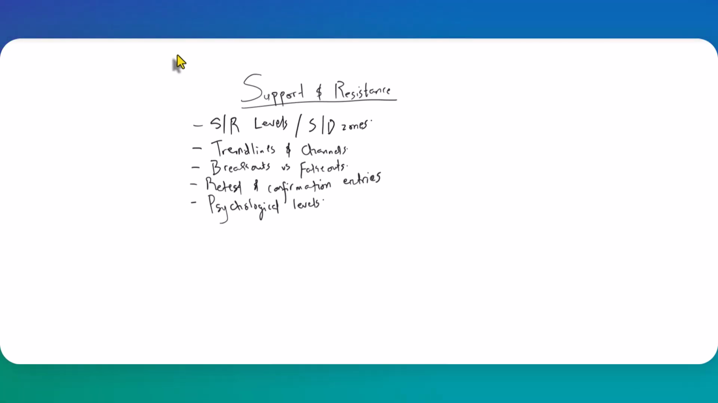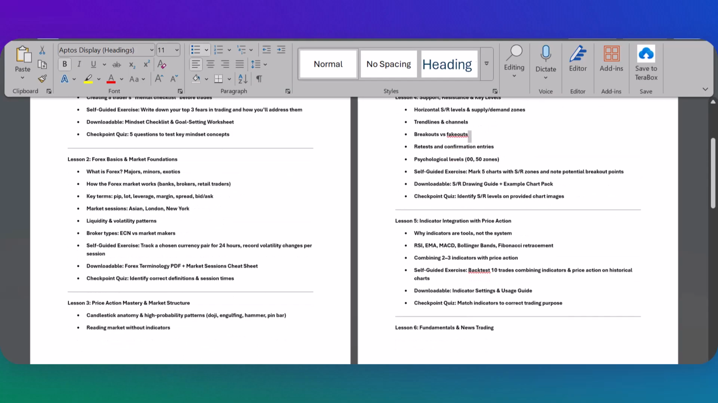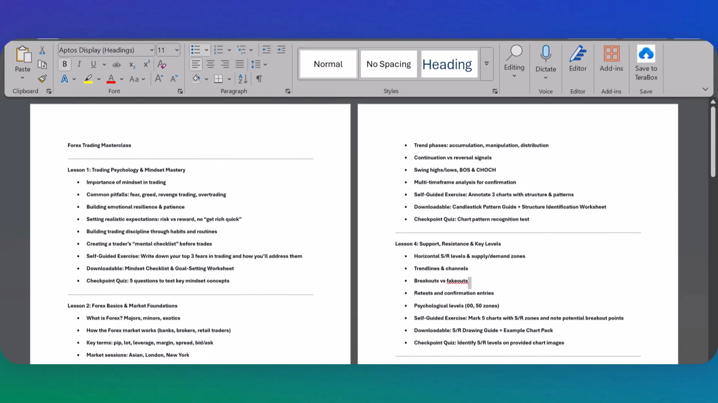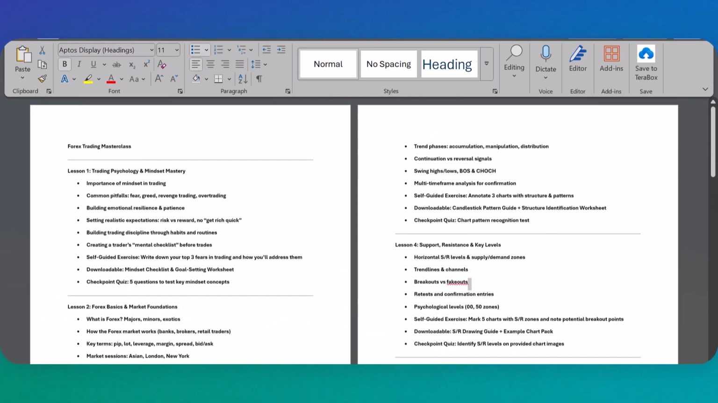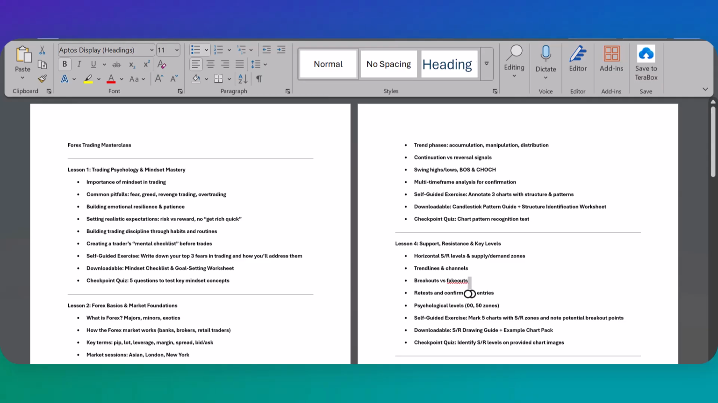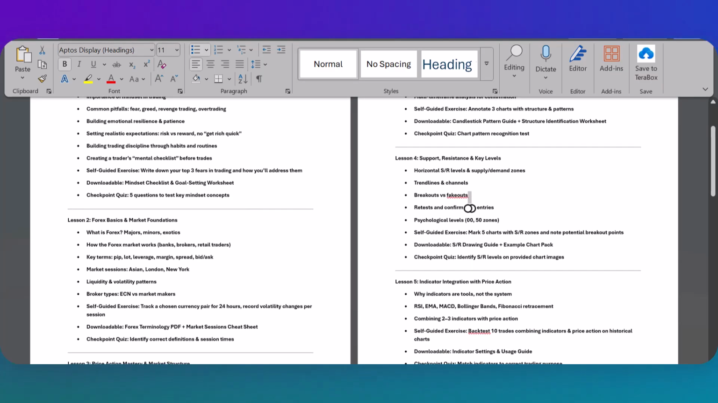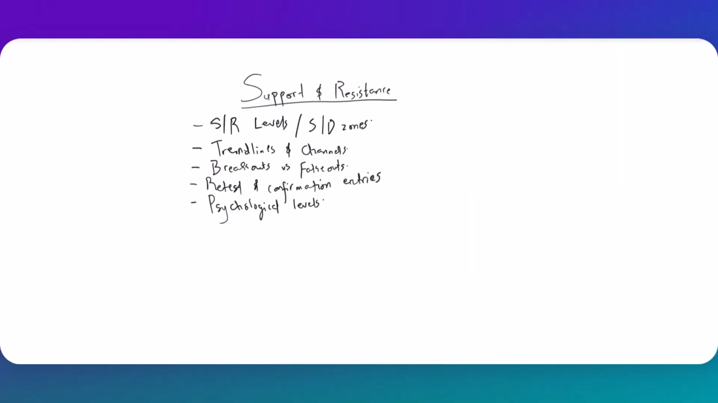Welcome back, traders. Today we are going to be diving into one of the most important foundations of trading. In the last lesson, we talked about price action and market structure, and I'm sure you really learned a lot from the first, the second, and the third lesson. Now we are moving into the fourth lesson, which is the most important aspect in technical analysis.